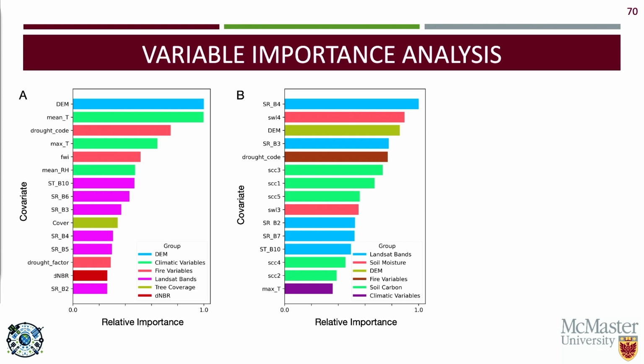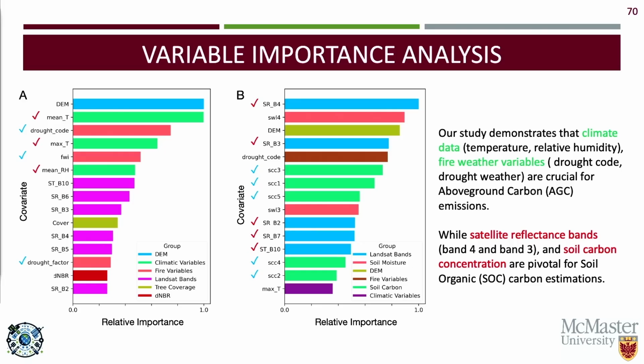We also did some variable importance analysis. For example, in figure A here, we found that climate data and fire weather indexes are the most important variable groups for above ground carbon emission. And similarly, we found that satellite surface reflectance and soil carbon concentration are the 2 most crucial groups of variables. And these are our findings in terms of variable importance.